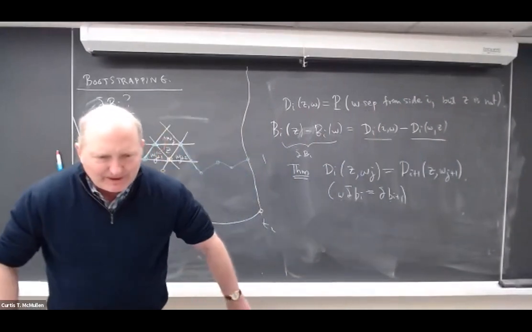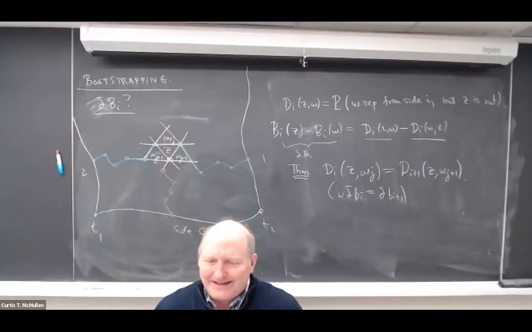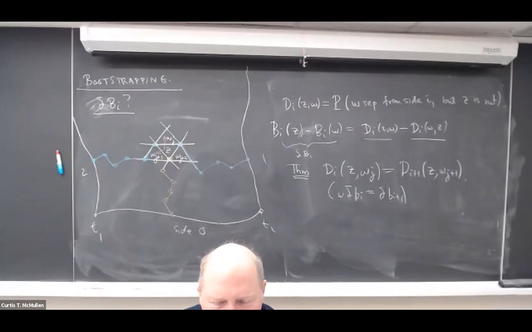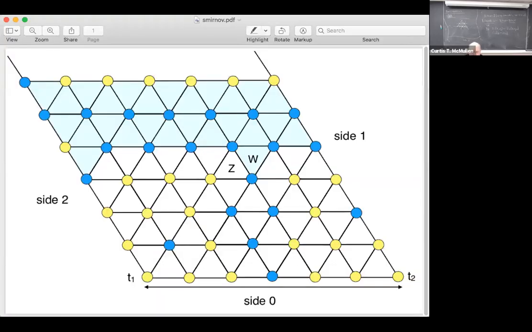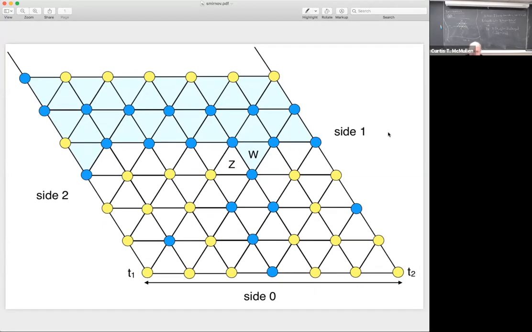Okay, so I want to bring this down to earth just a little bit by showing you a picture. So this is on the web page. So here's an actual, this is not a simulation, I did this by hand. But here's 2 points, Z and W, and the blue sites are in the percolation cluster, the yellow sites are not. And what I've done is I've colored in light blue the triangles that are separated from side 0.